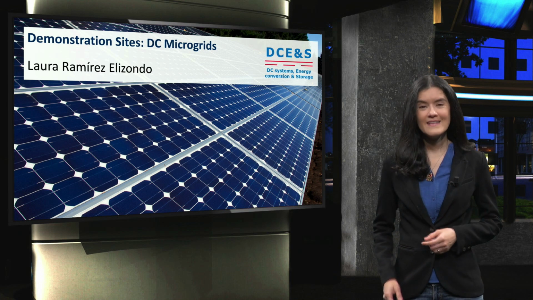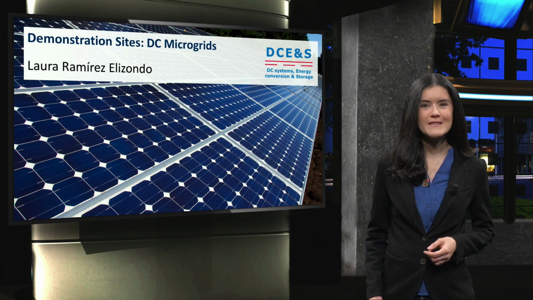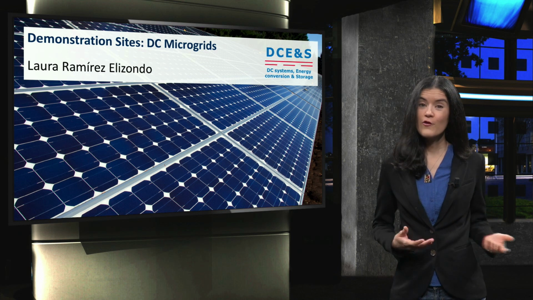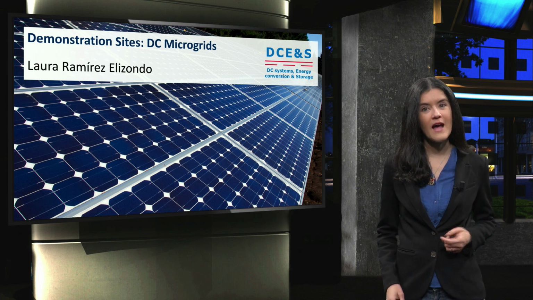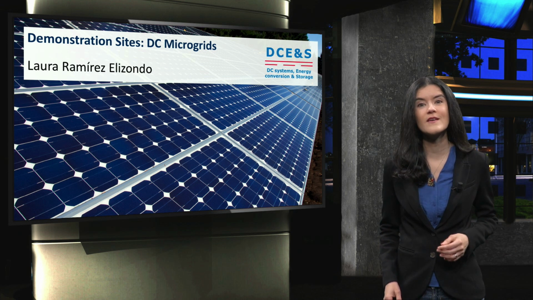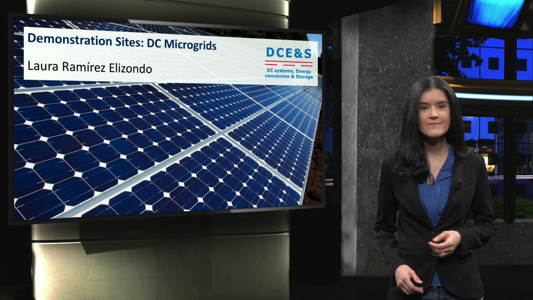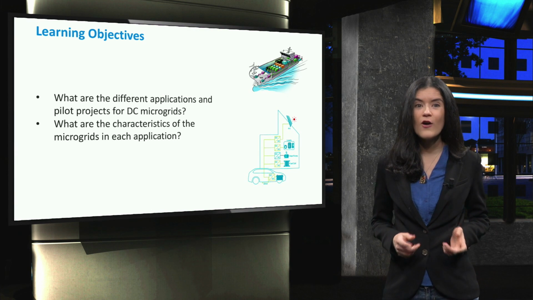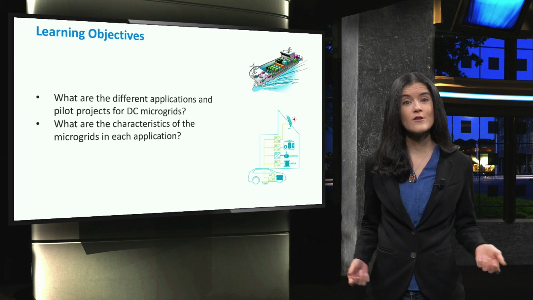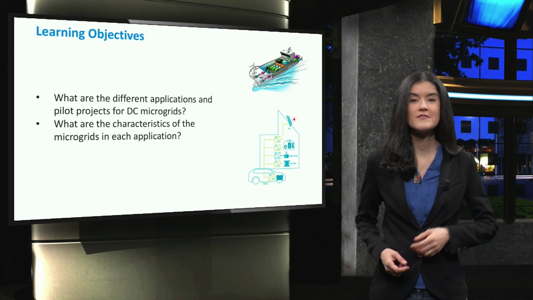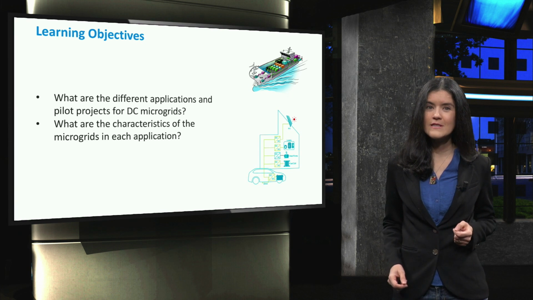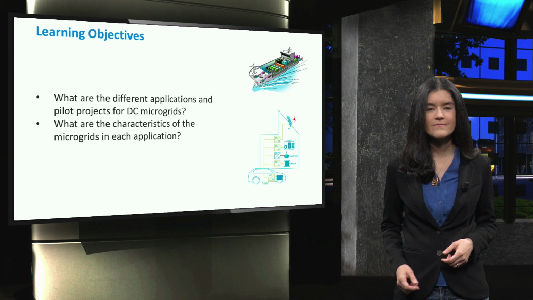Hello! In this video, you will get an overview of existing pilot projects and demonstration sites for DC microgrids. For these applications, we will briefly discuss aspects that have been discussed in the course, like the architecture, components, and control and protection methods used. In detail, we will see how DC microgrids have been implemented for different applications, such as off-grid solar systems, transportation, data centers, and residential buildings, and what are the characteristics of each application.